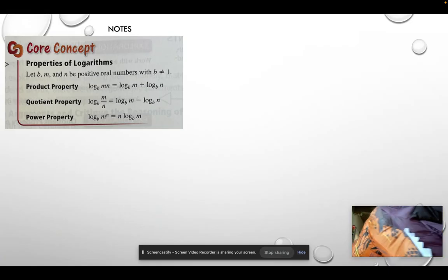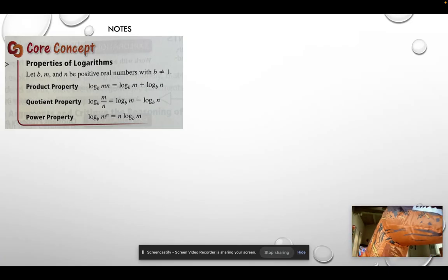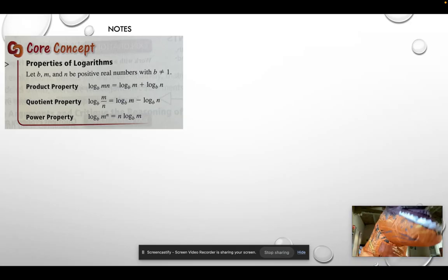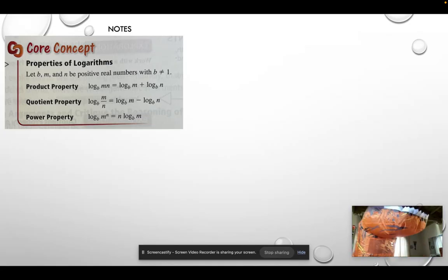So here they are. Here's the basic three properties of logarithms. You have the product property that says basically you can take a product and you can split it apart and add the parts together. When you have a quotient, the quotient property, you subtract the numerator from the denominator, both log. And you have the power property, which basically says if you have something being logged raised to a power, you can go ahead and move the power out in front of the logarithm.